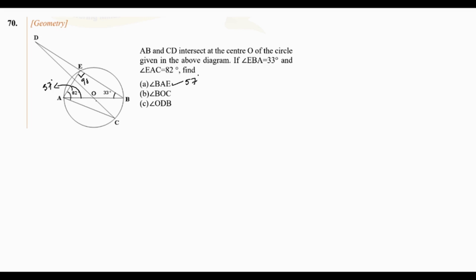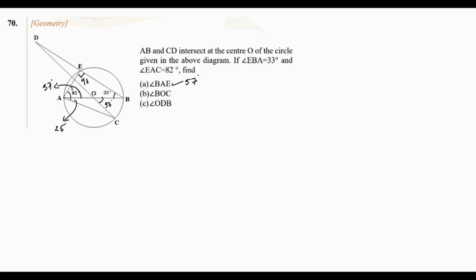Then BOC. How much is this angle? Can you tell me how much is this angle, children? See, this total angle is 57, to be subtracted from 82. If I subtract 57 from 82, I will get it as 25. So this angle is going to be 25. This angle is formed at the center. This will be 50 degree because it is twice of that.